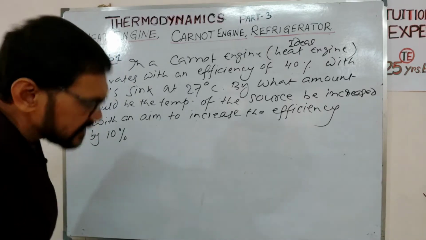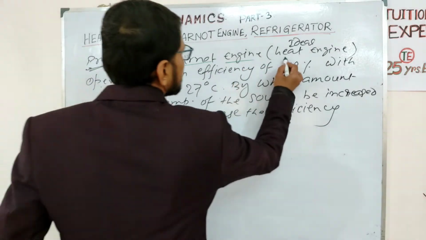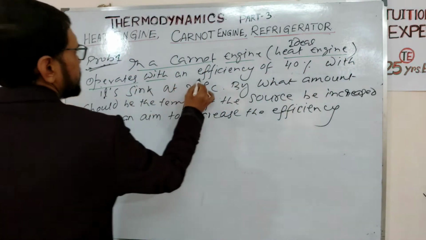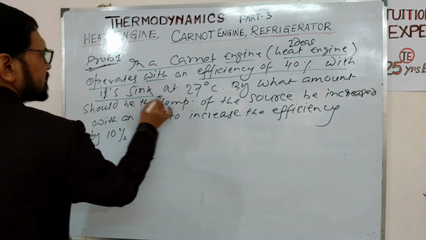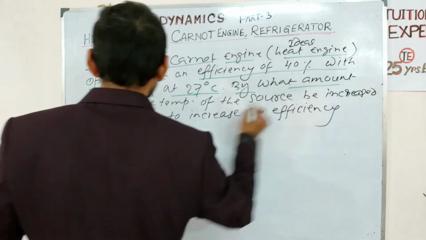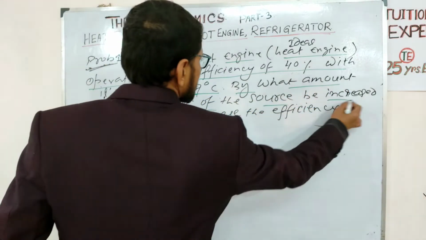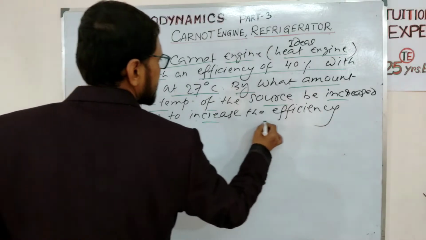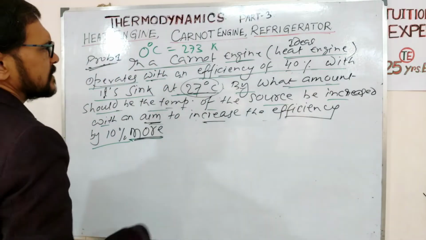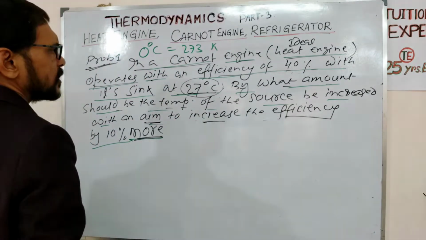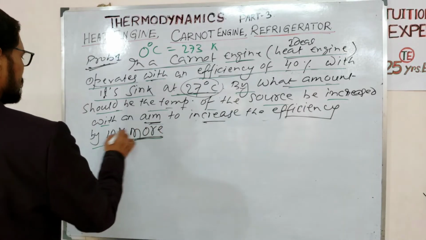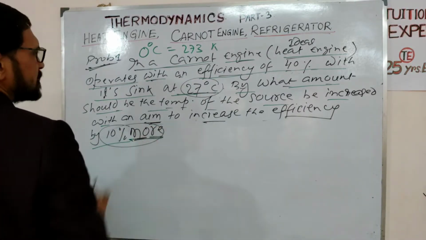So what is the question? In a Carnot engine, an ideal heat engine operating with an efficiency of 40% with its sink at 27 degrees centigrade, by what amount should the temperature of the source be increased with an aim to increase the efficiency by 10%? That is, the next efficiency will be 40 plus 10, 50%. So you have to remember the language, 10% more.